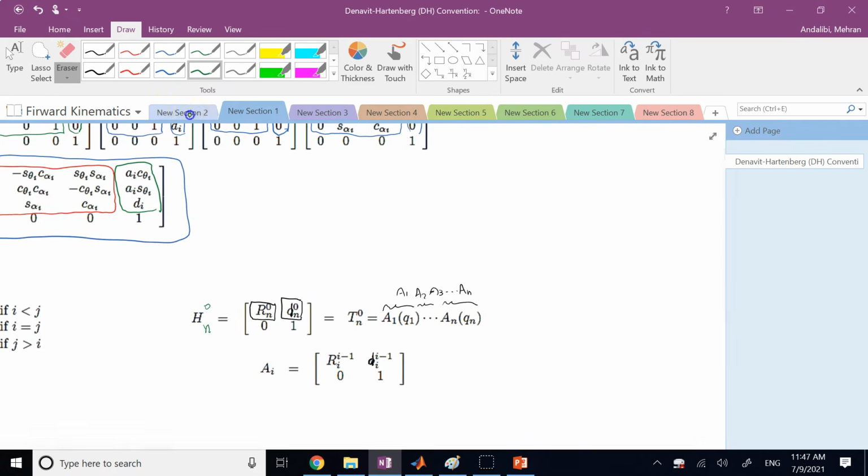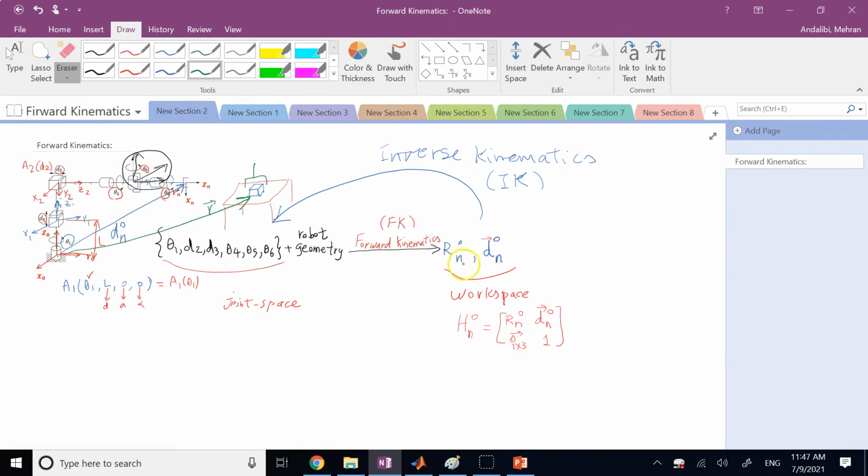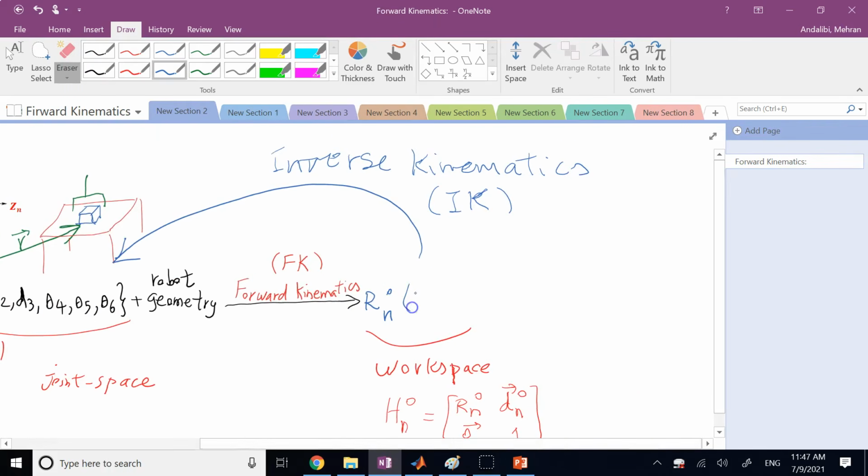Okay, and these are exactly what we wanted, correct? We say these guys, these are n0 and dn0, these are functions of what? These 6 joint variables. So when we find them as functions of joint variables, our task is over, correct?